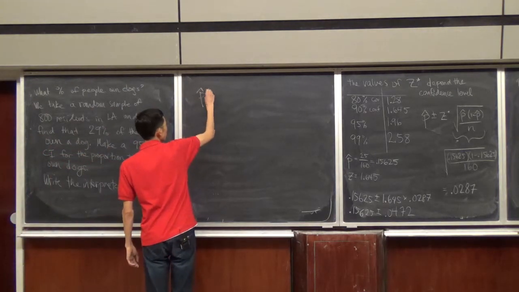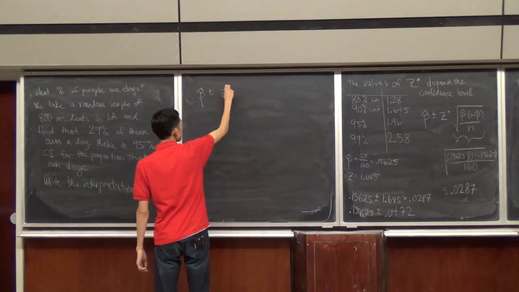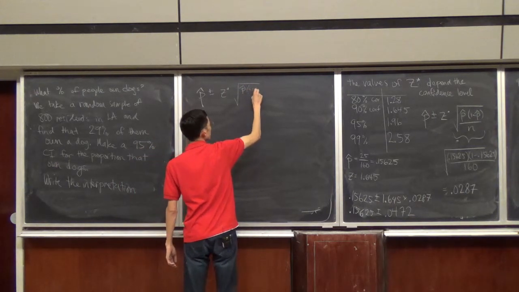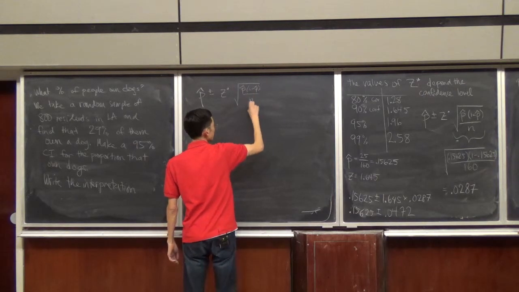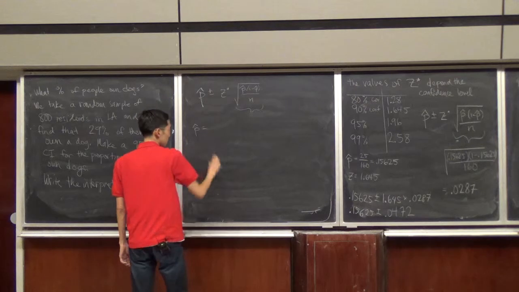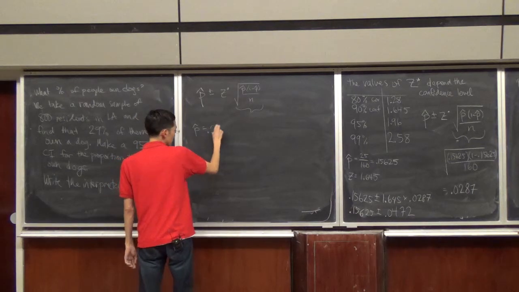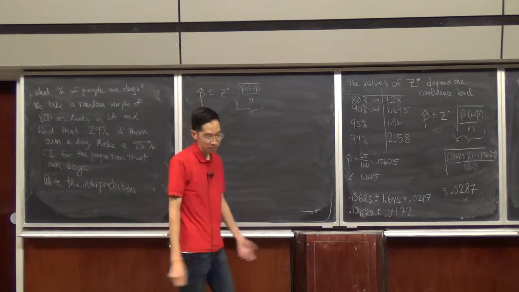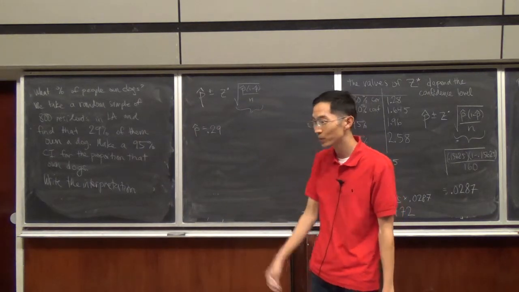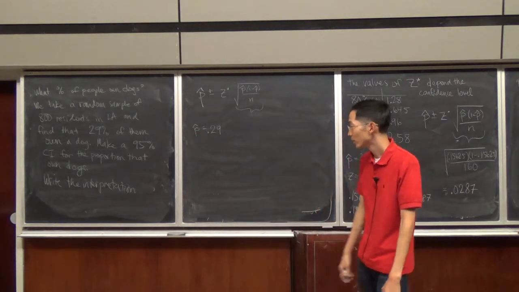We have p hat plus or minus z star times the square root of p hat times 1 minus p hat over n. This being my standard error. What is p hat? P hat is 0.29. P hat is our sample proportion. I sampled 800 people, 29% of them own a dog.